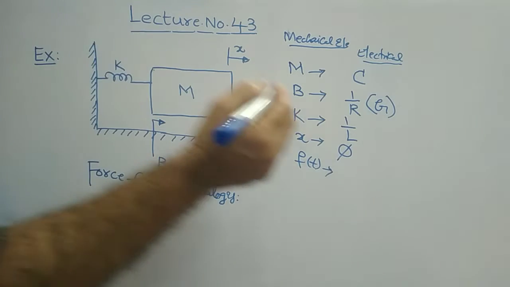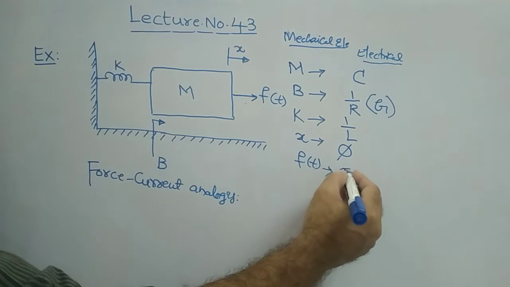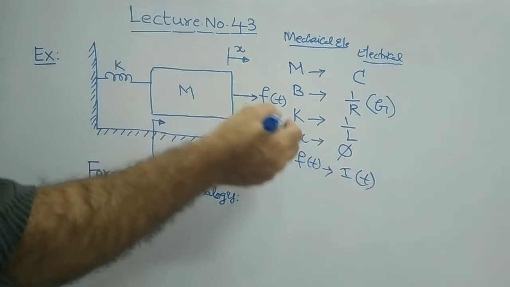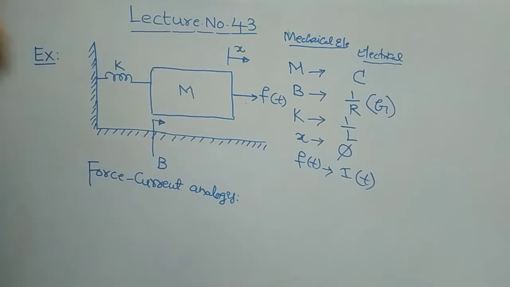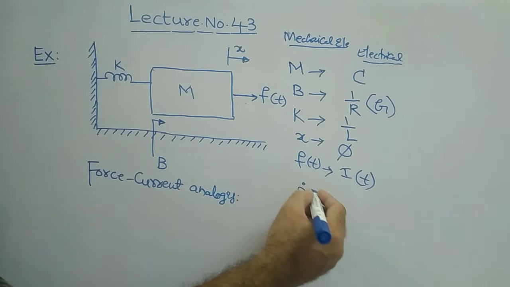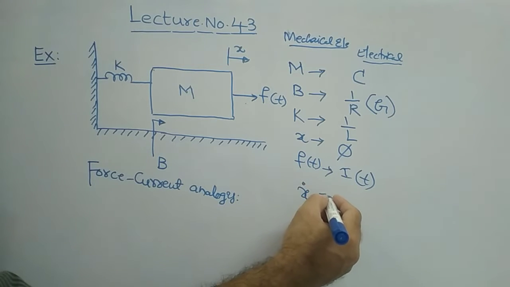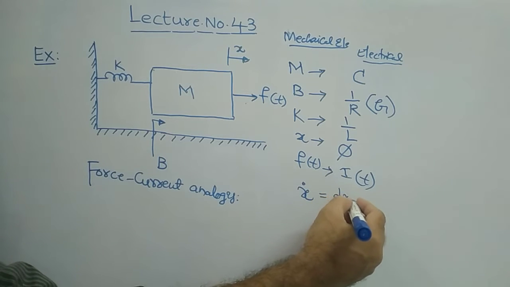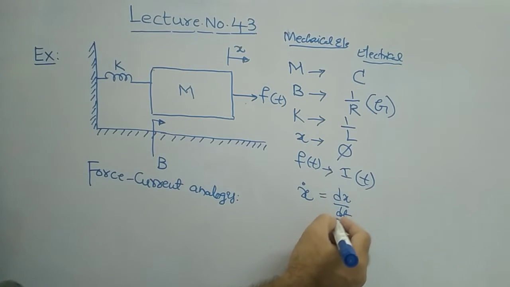Clear? So F of t corresponds to your current, i of t. The applied force is equivalent to your i of t. And again, if you take the first derivative of x, x dot is nothing but dx by dt. What is x here? x is nothing but phi. Clear? x is nothing but phi.